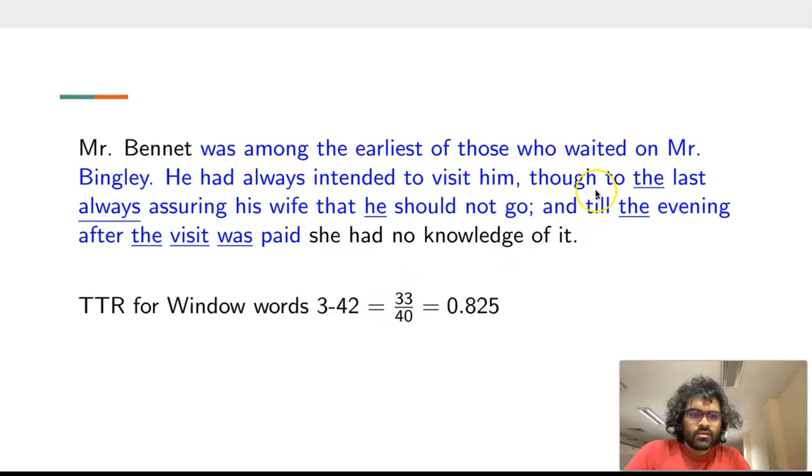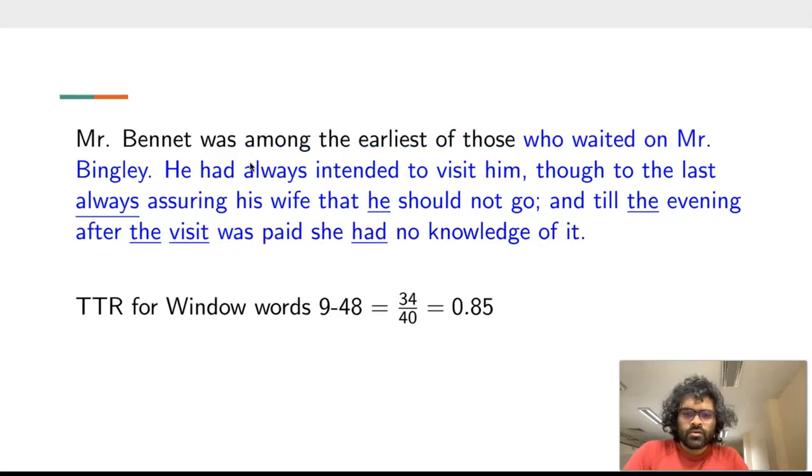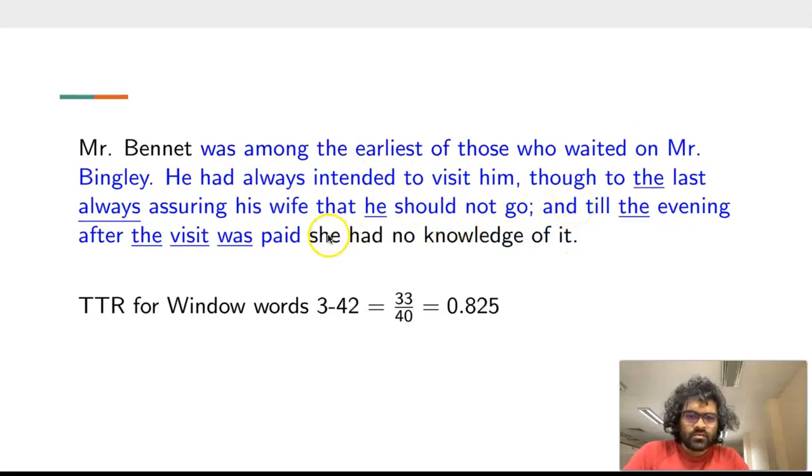Again, there are 40 words. Among these 40 words, 33 are distinct. So this is the TTR for this window. This way we can go forward, but we'll skip some of these and just go to the last window. So you can do it on your own and just check. I'm just going to the last window.